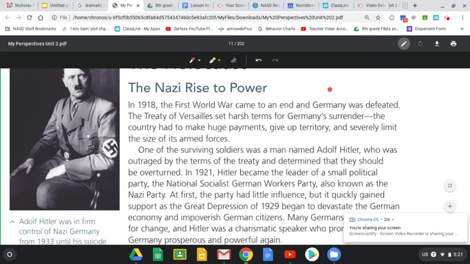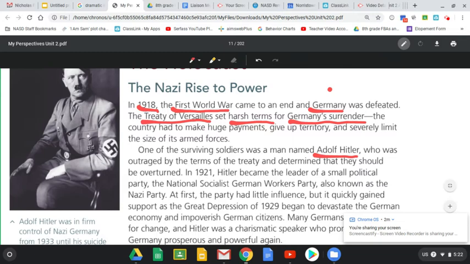In 1918, the First World War came to an end and Germany was defeated. The Treaty of Versailles set harsh terms for Germany's surrender. The country had to make huge payments, give up territory, and severely limit the size of its armed forces. So, this is 1918, the end of the First World War, and Germany was the bad guy in that one as well. The Treaty of Versailles had harsh terms for Germany's surrender. Okay? One of the surviving soldiers was a man named Adolf Hitler, who was outraged by the terms of the treaty and determined that they should be overturned.